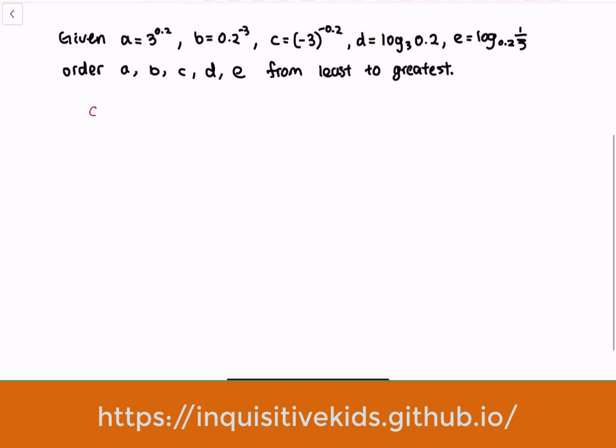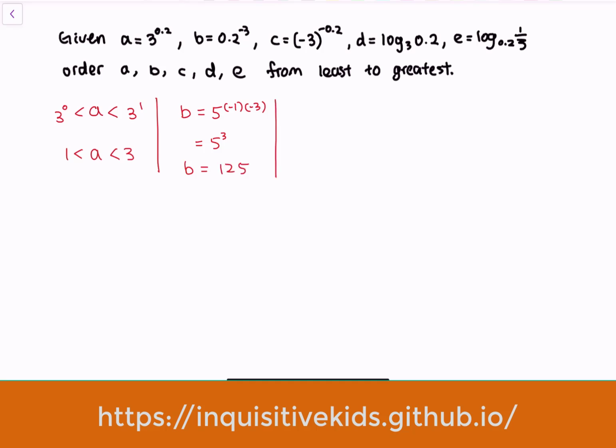So let's look at a first. A has an exponent that is between 0 and 1. So a itself has a value between 3 to the power of 0 and 3 to the power of 1. So a is between 1 and 3. Now what about b? b is equal to 5 to the negative 1 power to the negative 3 power. This is the same thing as 5 cubed. So b, we actually know the exact value of it. It's just 125.